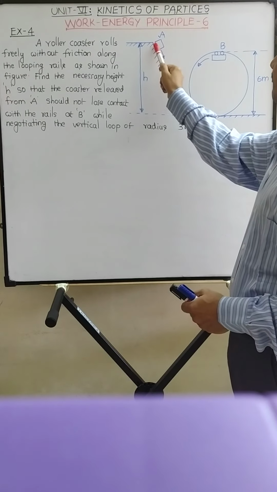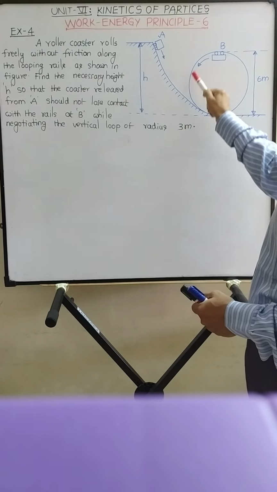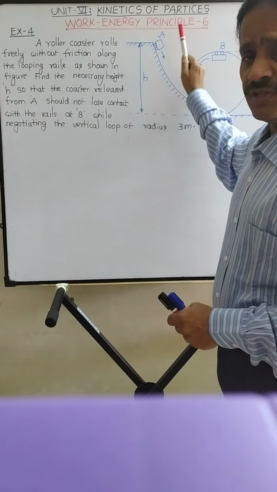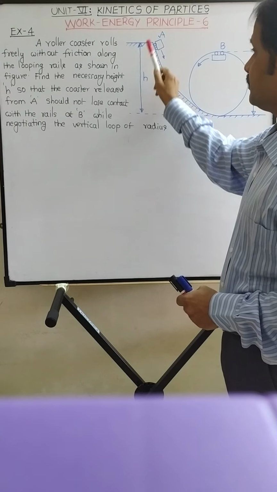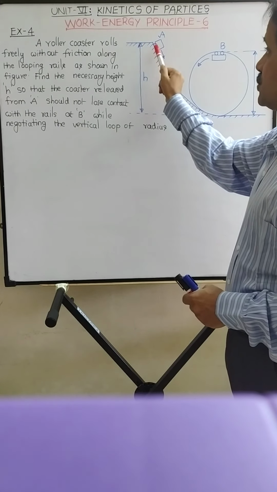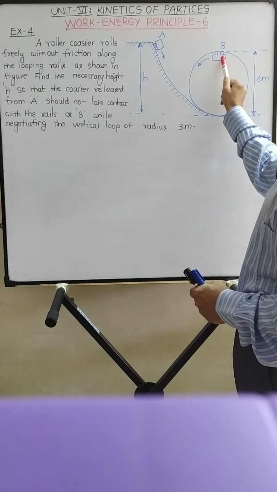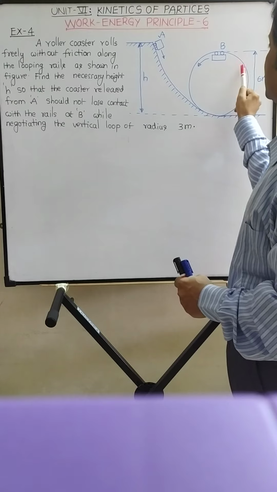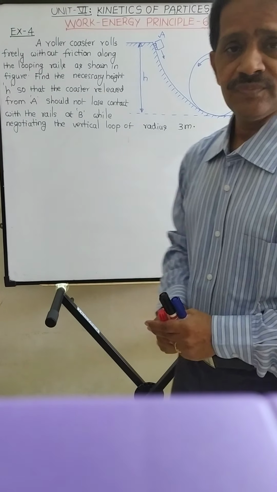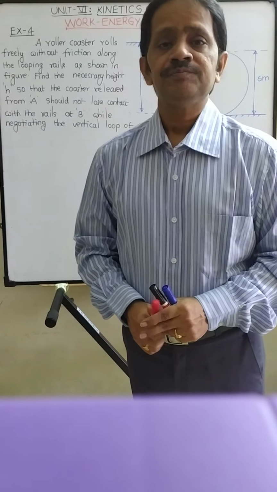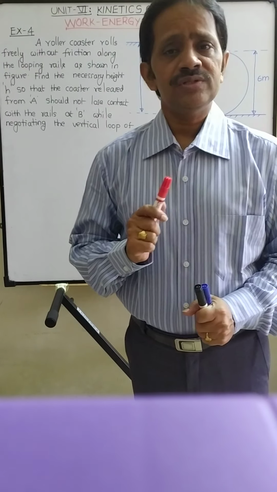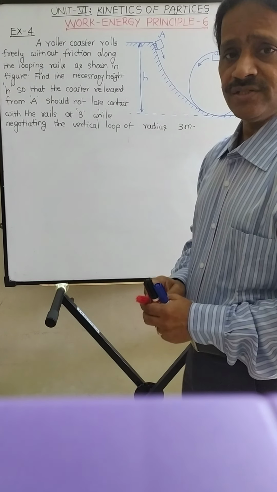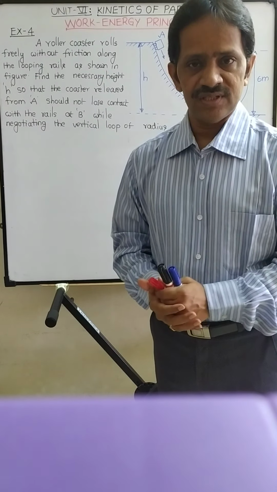So this roller coaster is moving along the vertical loop. When it is released from A, when the speed of the coaster is 0 at A, what should be the necessary height so that it should not lose contact with the rails at B, means it has to negotiate that point, right? So first we will find out the speed of the roller coaster at B so that it should not lose contact with the rails.